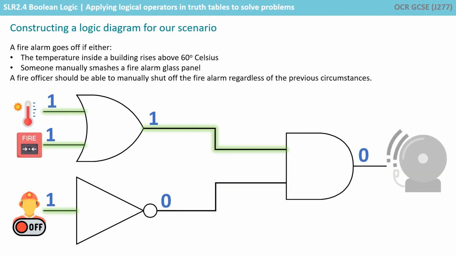And the final line of our scenario is that the fire officer has come along and has manually shut off the fire alarm. So he's providing an input of a 1 to the NOT gate. He's activated the manual override. The NOT gate flips that 1 to a 0, and that now means the AND gate is receiving a 1 and a 0, which means the output from it must be 0. So the fire alarm turns off.